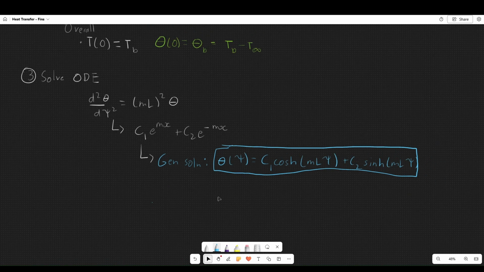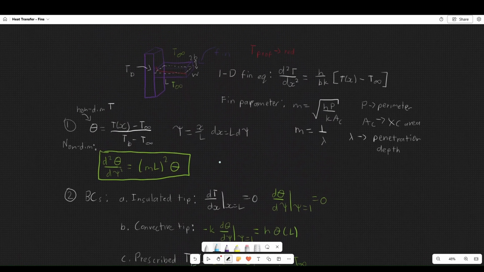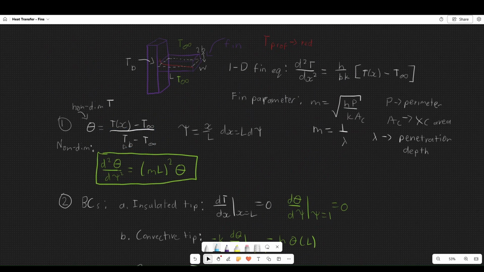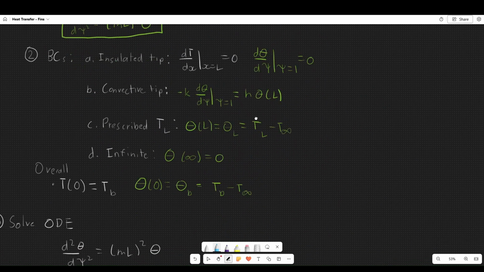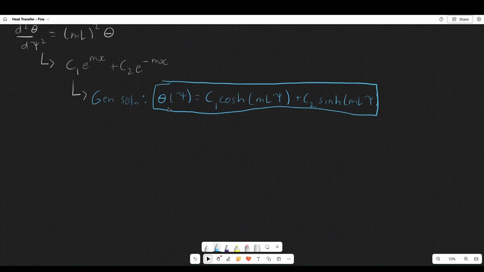Okay, so now that we have a general solution, I'm going to go back up to how we define theta. So we define theta as T of x minus T infinity divided by Tb minus T infinity. So we can write this theta general solution also as a temperature general solution. And so I'll put that right below. We get T of x is equivalent to theta psi times Tb minus T infinity plus T infinity.